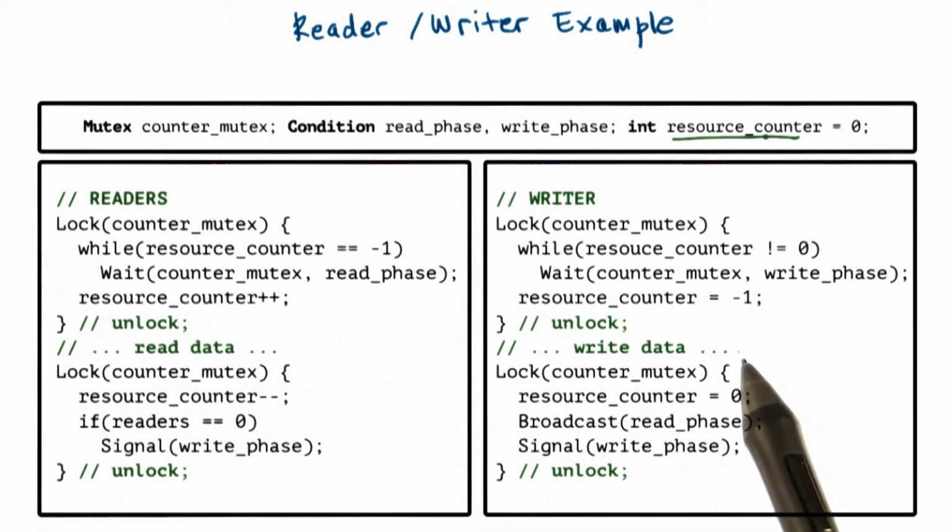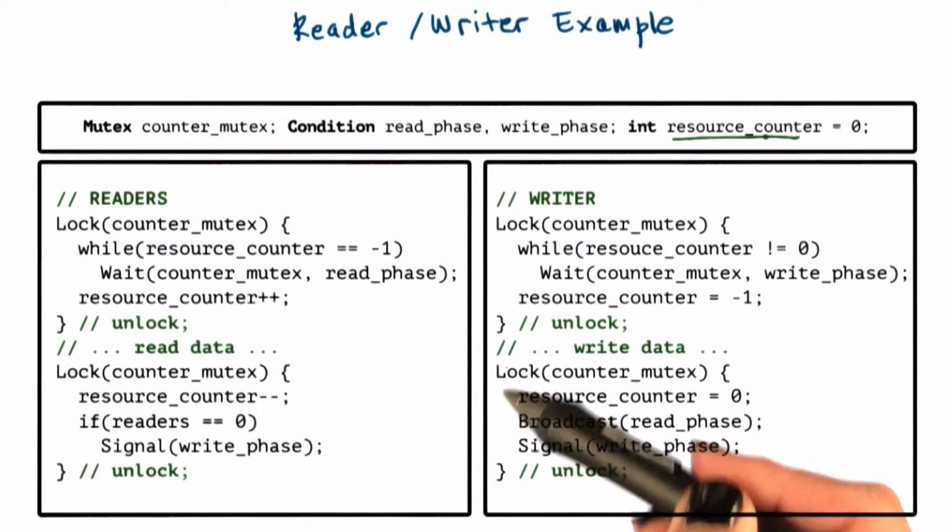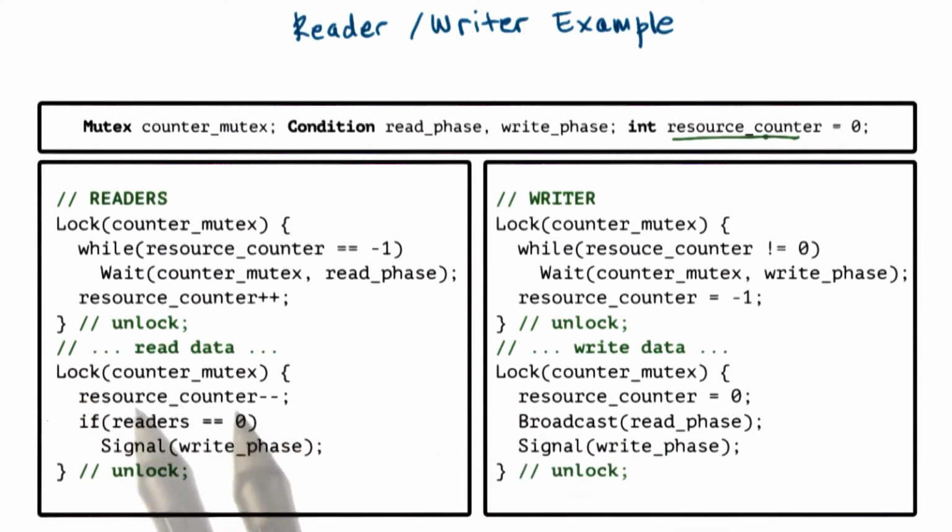Once we are done with the actual shared resource access, with reading the file or writing the file, we again go into these lock blocks. This is where we update the resource counter value to reflect that the resource is now free, that this one reader finished accessing it, or that no writer is currently accessing the resource.